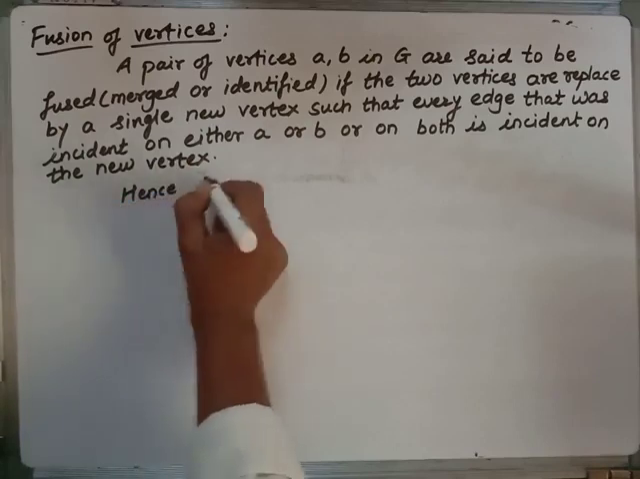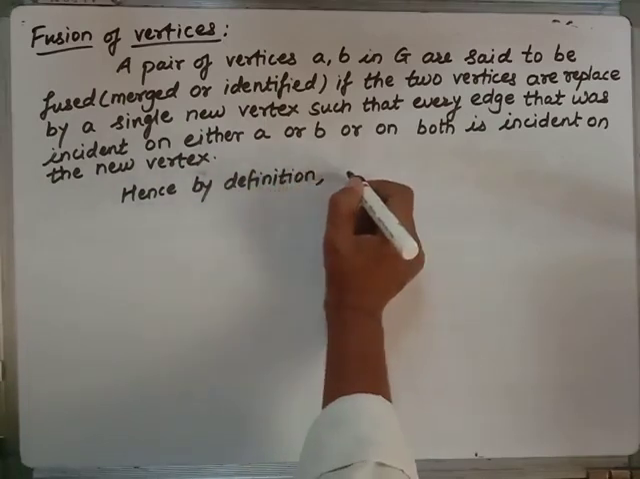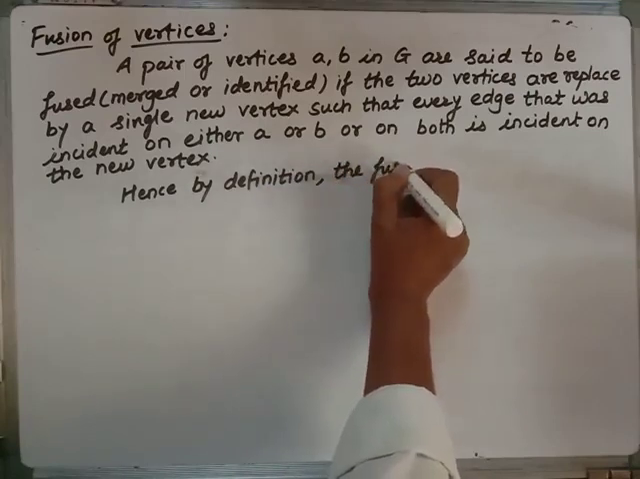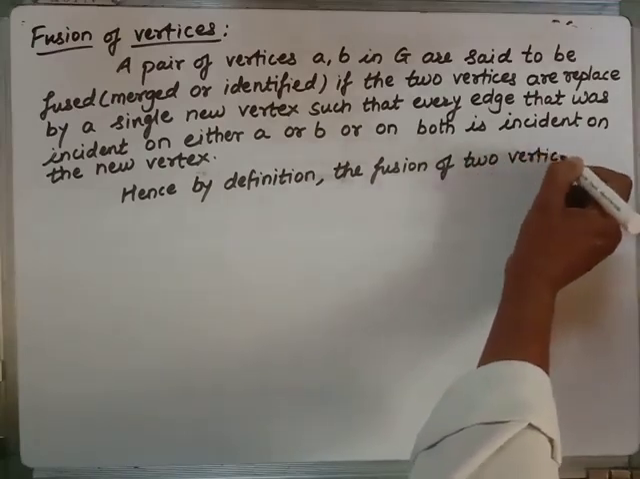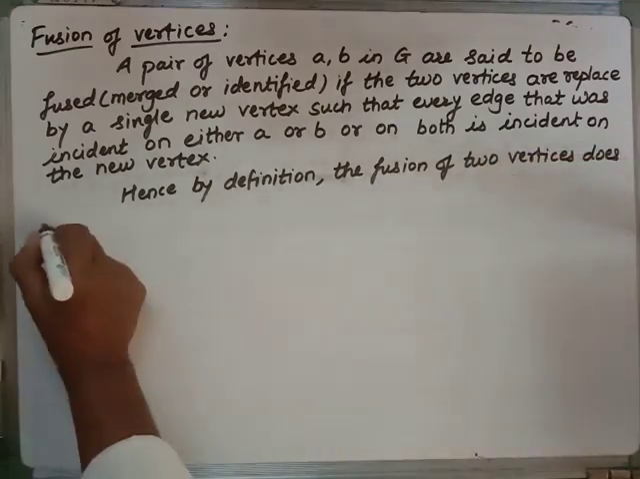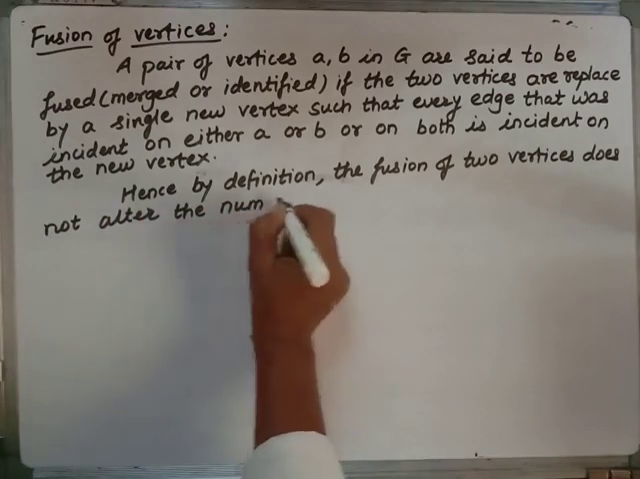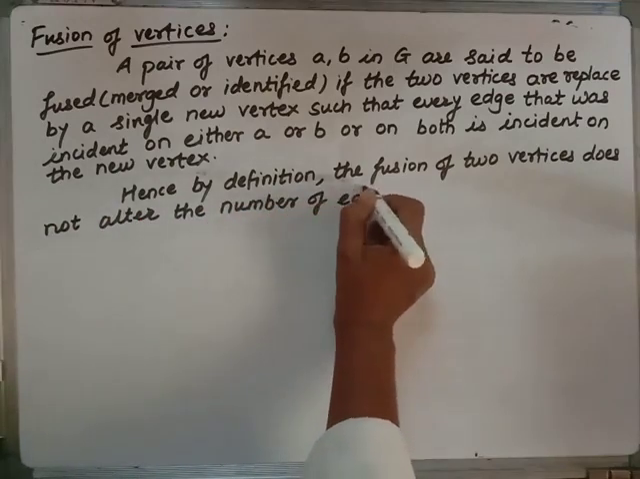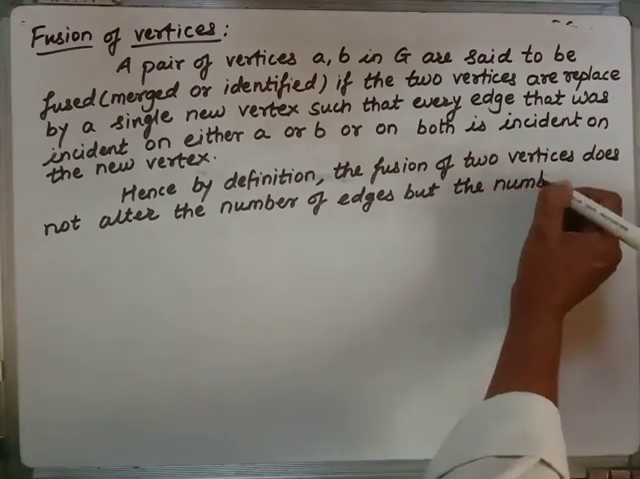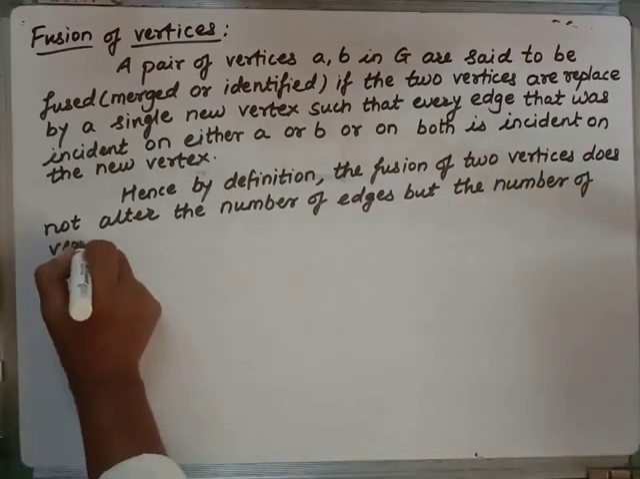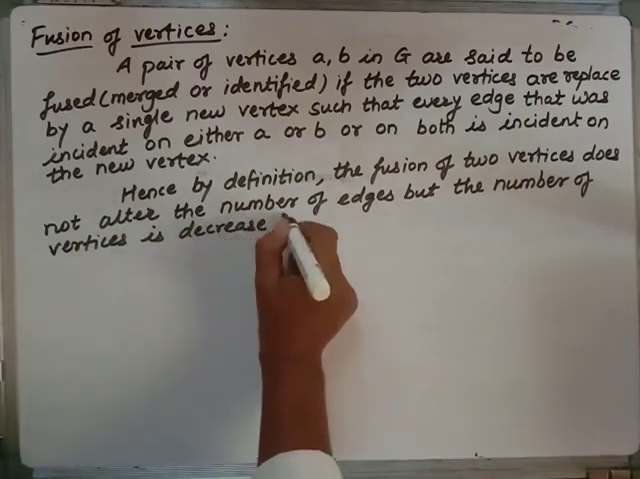Hence, by definition, the fusion of two vertices does not alter the number of edges but the number of vertices is decreased by 1.